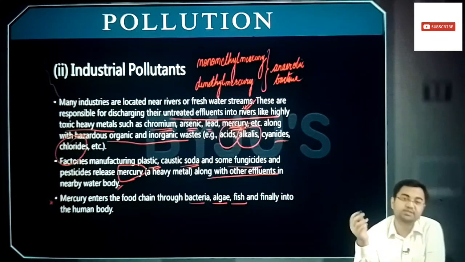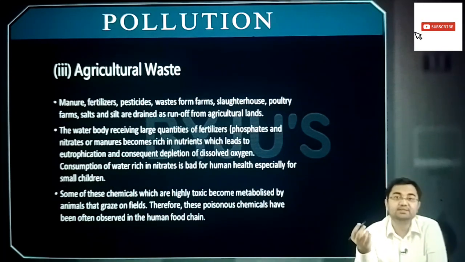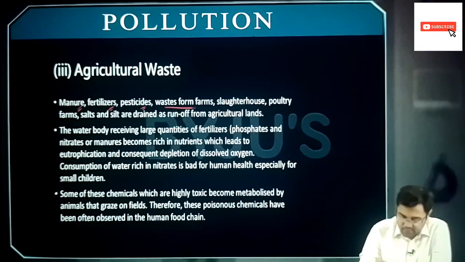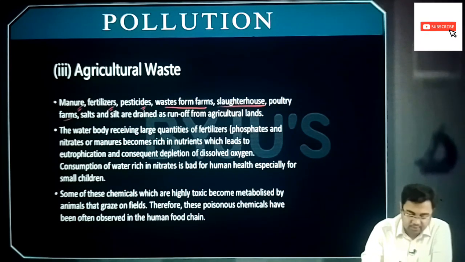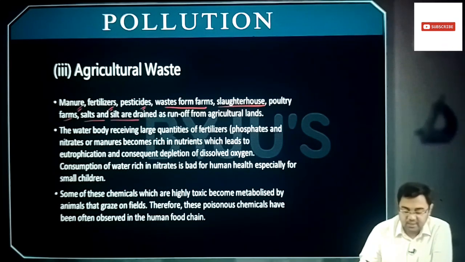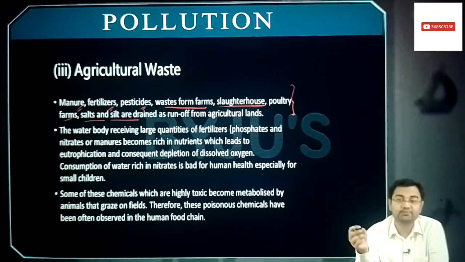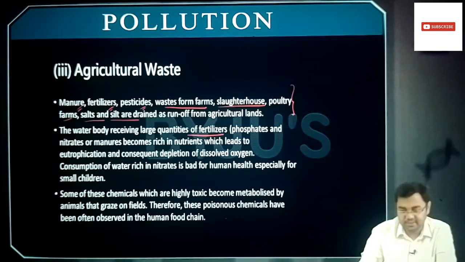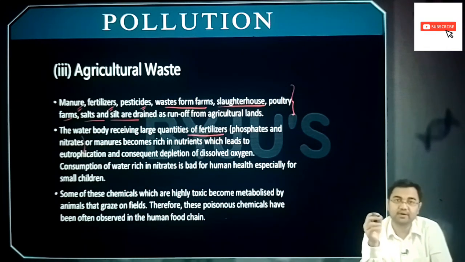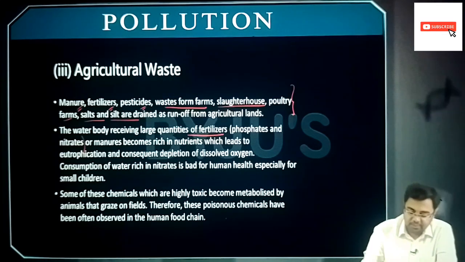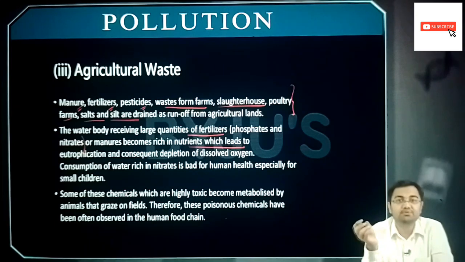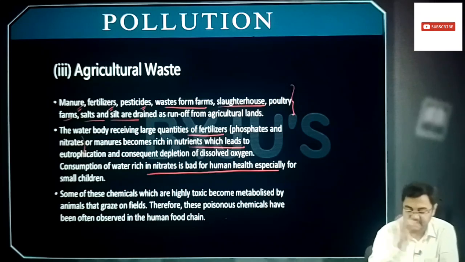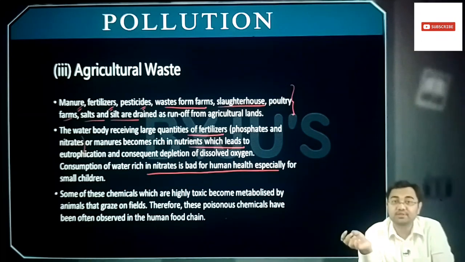So this is about industrial pollutants. Then we have the agricultural waste. So manures, fertilizers, pesticides, waste from farms, slaughterhouses, poultry farms, salts, silt are basically drained as runoff from agricultural land. Now, the water body that receives large quantities of fertilizers in the form of phosphates or nitrates, or even in the form of manures, becomes rich in nutrients, which leads to eutrophication. And also the consumption of water that is rich in nitrates is bad for human health, especially for small children.